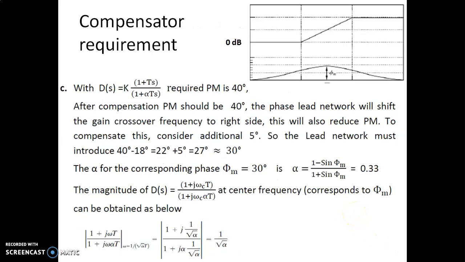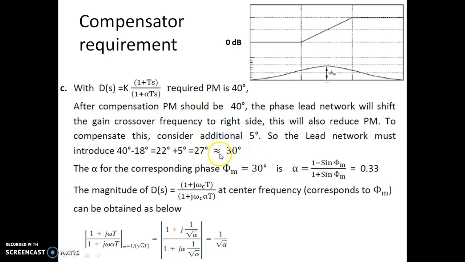Now we proceed with the compensator requirement, because after putting that compensator we are supposed to have a phase margin of 40 degrees. We know that this phase lead network will shift the gain crossover frequency to the right side when it is put on the system. Even though we already have an 18 degree phase margin, what we require is 40 degrees, so the remaining 22 degrees has to be provided by the phase lead network. To account for the additional shift in omega GC, we add another 5 degrees to the requirement, so it comes out to be 27 degrees.